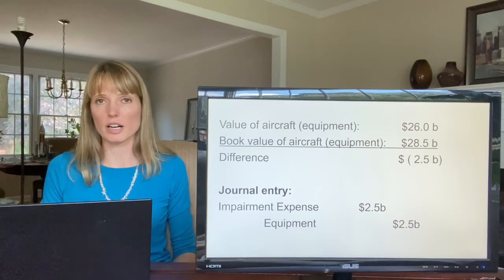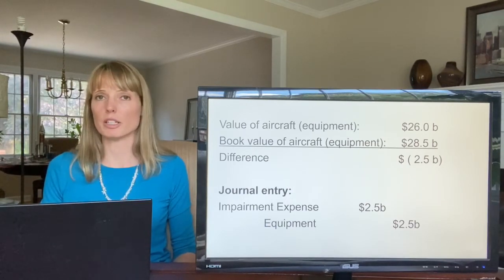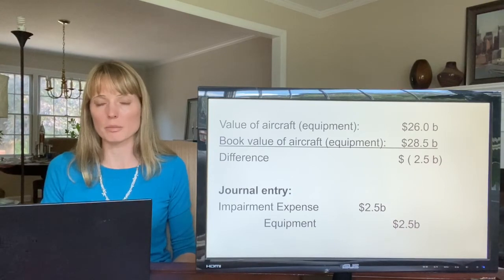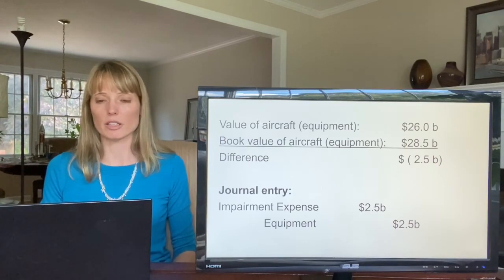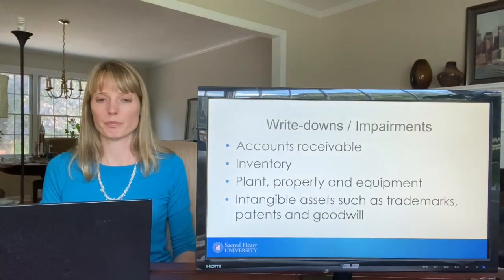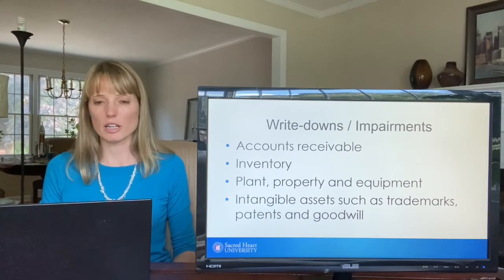And as long as this is not happening too frequently, that impairment expense is going to be reported on the income statement in that non-operating section. Other assets, again, that can be written down or impaired: accounts receivable, inventory, plant, property, and equipment, and intangible assets.